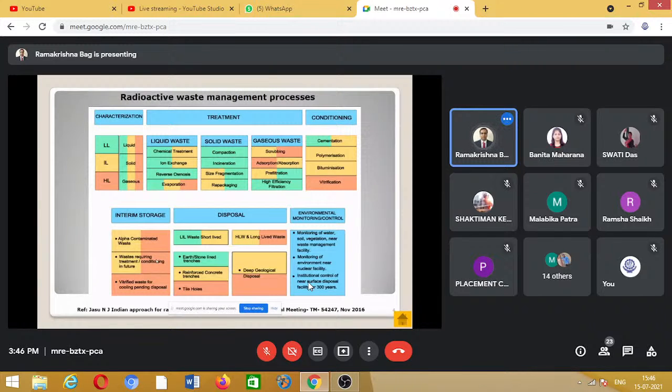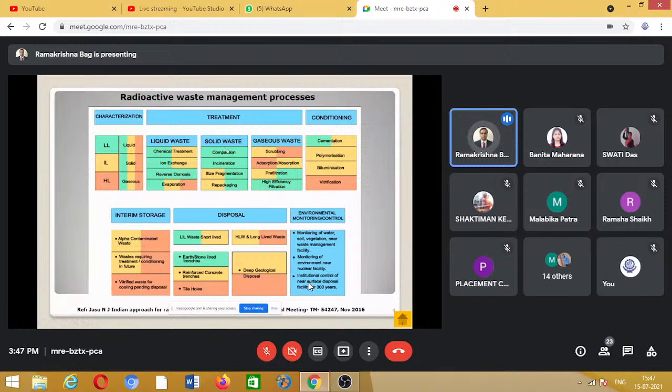This table shows the different forms of radioactive waste and what kind of treatment can be done. LL is for low level radioactive waste, which I mentioned in the beginning. IL is the intermediate level and HL is the high level. This can be in the liquid phase, solid phase or gaseous phase. If it is liquid waste, what can be done? You can do chemical treatment, ion exchange, reverse osmosis, or evaporation. These are methods to reduce its radioactivity as much as possible. Before you go for disposal, there are also a lot of financial things involved. So if you can reduce the volume and the radioactivity, then the amount of money involved will also be less.